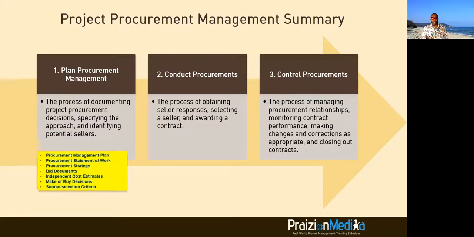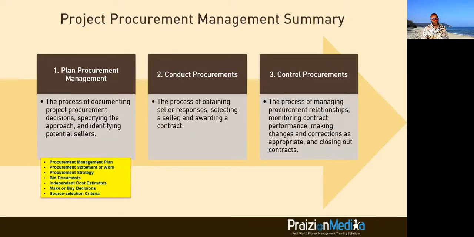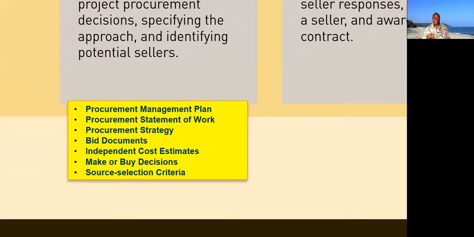The very first process gives you 7 unique outputs. This process is very unique in the PMBOK guide in that you never find 7 unique outputs from any other process but this one. Procurement management plan, procurement statement of work, procurement strategy. Make sure you know the differences between these three. Bid documents, independent cost estimates, make or buy decisions, and source selection criteria.